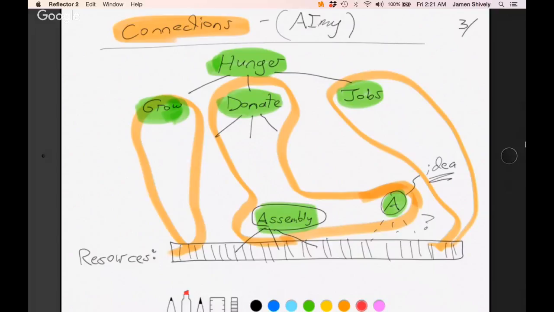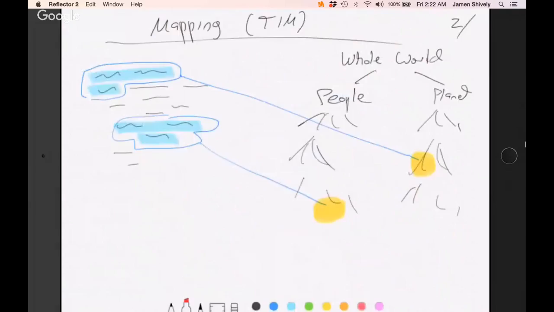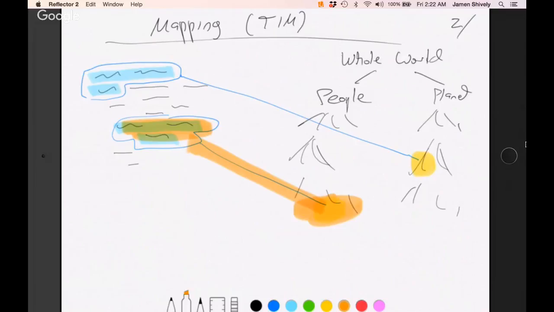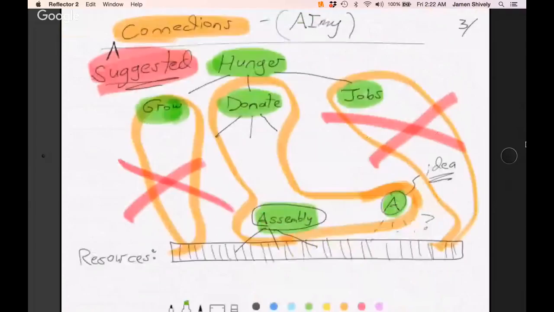Right. And so really what distinguishes the connections that Amy makes, the key missing word, is they are suggested connections. Right. That's the key. Whereas with Tim, these are actual connections. What they're talking about here is this maps to that. That's a reality. That's always going to look like this. It's never going to look like that. That's the difference between mapping and suggested connections, which is what Amy does. But they're equally important in the big picture.